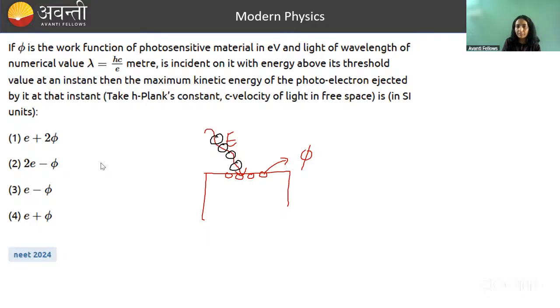So during the photoelectric effect, what happens? Photon and atom collide, and during this collision the photon transfers its energy to the atom. How much energy can it transfer? E. And how much energy does the atom require to give its electron outside? That is phi. So phi energy from E will go in knocking the electron out, and whatever energy is left will stay with the emitted electron as kinetic energy. So the maximum kinetic energy can be equal to E minus phi, where E is the energy of light and phi is the work function.